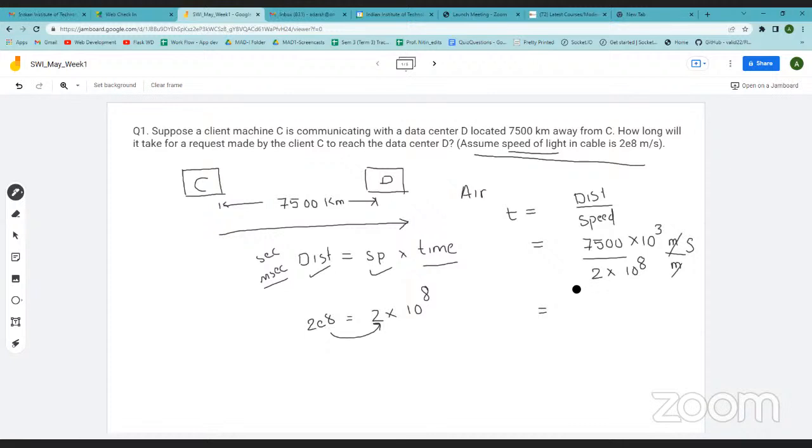I'm using a calculator. You'll have a virtual calculator in your exam wherever you give the exam, so it will be pretty much possible. You don't need to worry about the calculations. I'm just using a calculator.